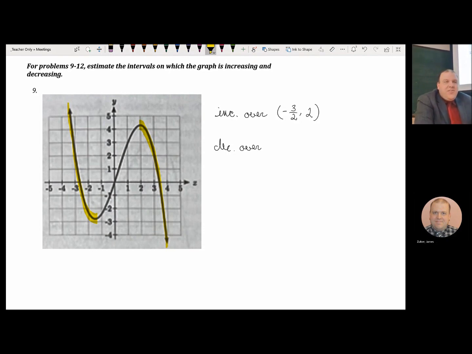That's where it'd be decreasing, right? Because we have to pay attention. There are arrows on this graph. That means it extends forever. So minus infinity to minus 3/2 unioned with 2 to positive infinity.